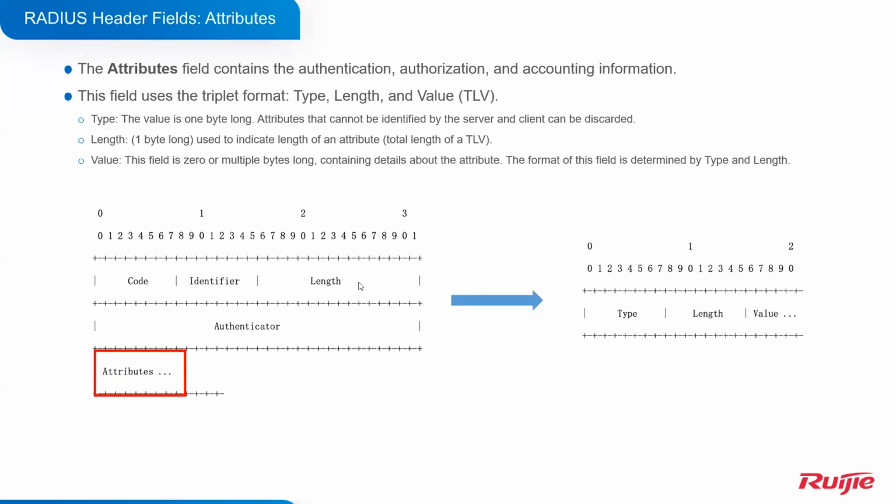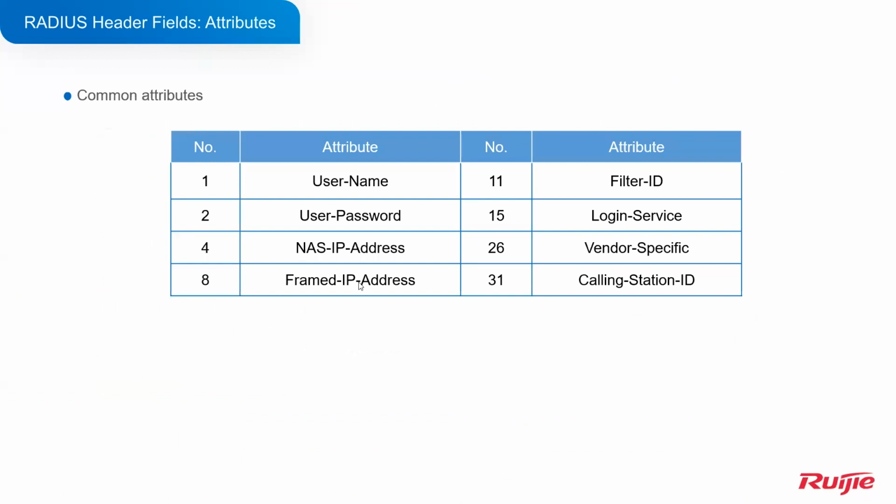Okay, and about the attributes, here you can see some common attributes. For example, username, filter ID, user password, NAS IP, frame IP, login service, vendor specific, calling station ID. This kind of attributes can be carried in the packets by using different TLVs.